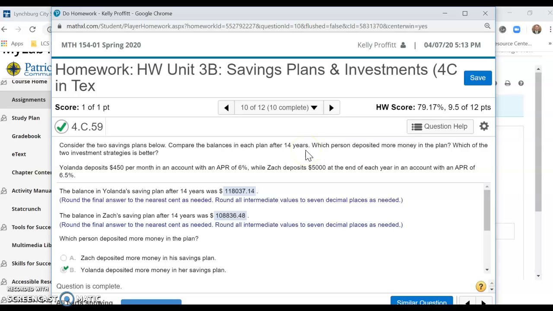It says, consider the two savings plans below. Compare the balances in each plan after 14 years. Which person deposited more money in the plan? Which of the two investment strategies is better? And they're comparing Yolanda. She deposits $450 per month in an account with an APR of 6%, while Zach deposits $5,000 at the end of each year in an account with an APR of 6.5%.